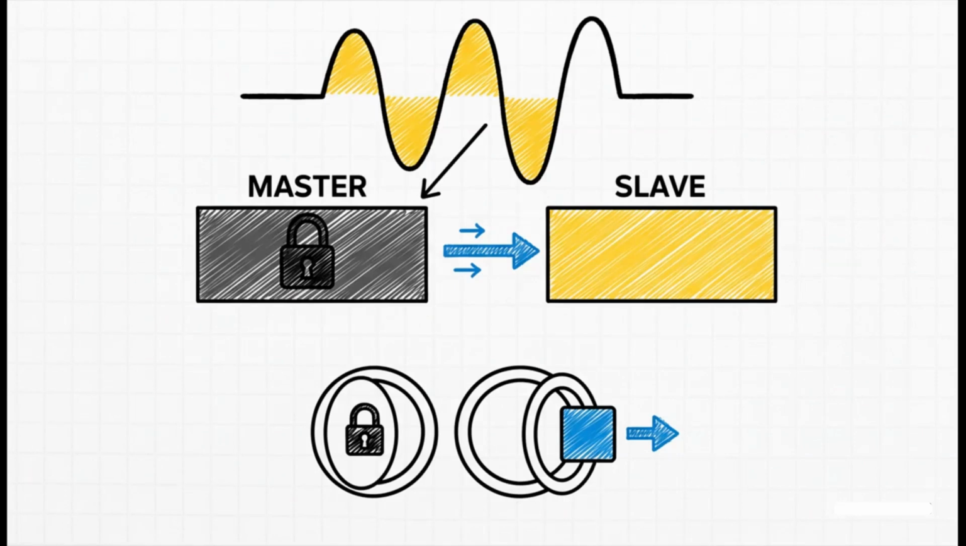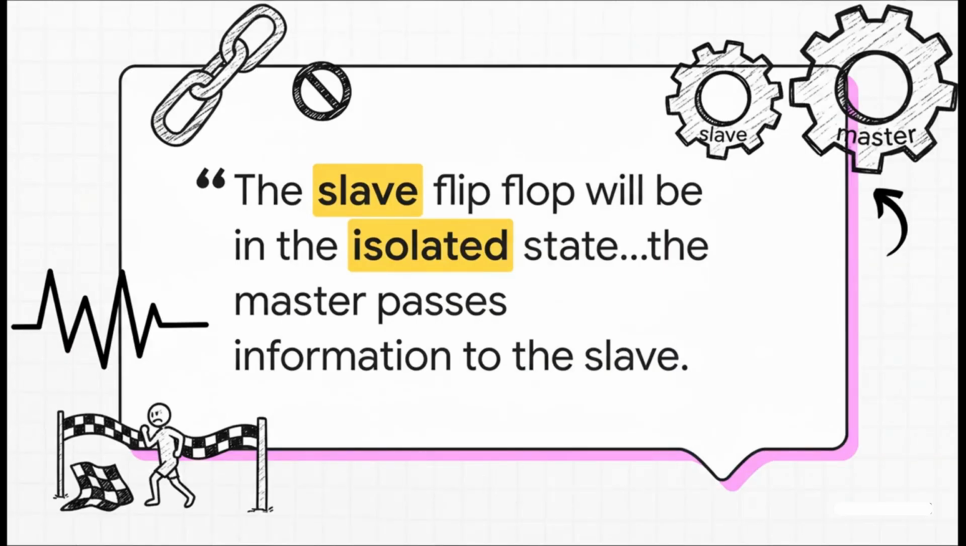Then, on the second part of the clock signal, that outer door slams shut. The master's decision is now locked in place. It can't change. And only then does the inner door to the slave finally open. The slave just calmly copies the stable, locked-in decision from the master. That two-step process completely breaks the feedback loop. The output can no longer race around to the input. Problem solved.